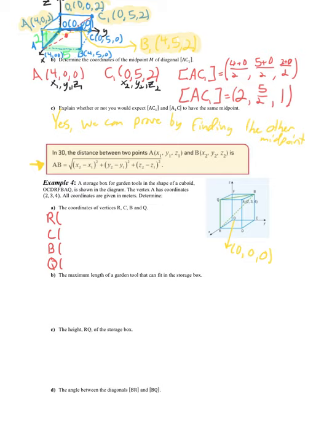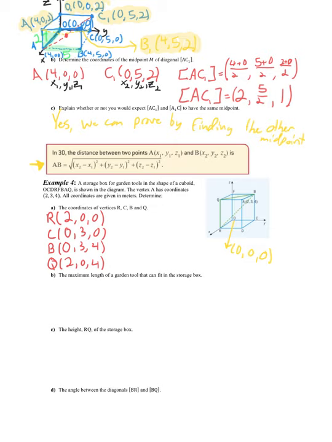So we can tell that at point A, the X value is 2. So R should be 2, 0, 0. The Y value is 3. So C should be 0, 3, 0. B is directly above it, so that's only going to change the Z value. And then Q is directly above R, so that should only change the Z value. So 2, 0, 4.